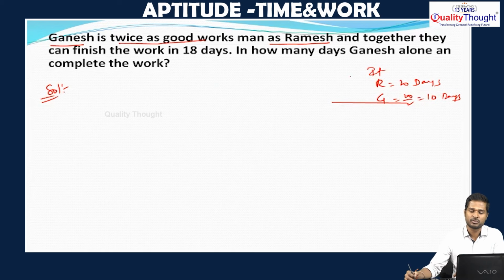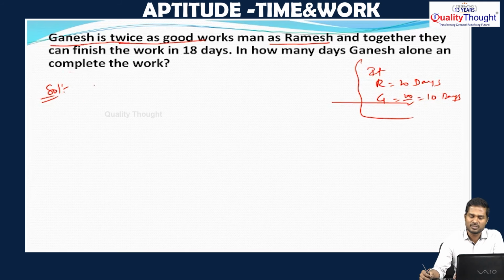If Ramesh takes 20 days, then Ganesh takes only 10 days to complete the work, because the question says Ganesh is twice as good a workman as Ramesh, which means 2 times efficient. So Ganesh is 2 times more efficient than Ramesh. Together, they can finish the work in 18 days.